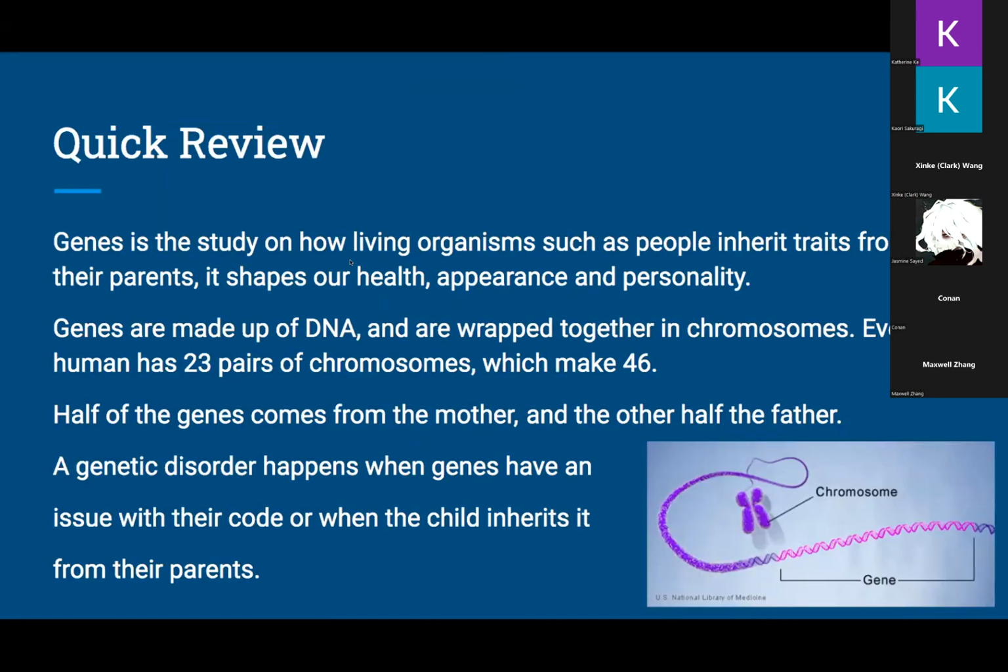For a quick review, genetics is the study of how living organisms, such as people, inherit traits from their parents. It shapes our health, appearance, and personality. Genes are made up of DNA and are wrapped together in chromosomes. Every human has 23 pairs of chromosomes, which make 46. Half of the genes come from their mother and the other half from the father. A genetic disorder happens when genes have an issue with their code or when the child inherits it from their parents.